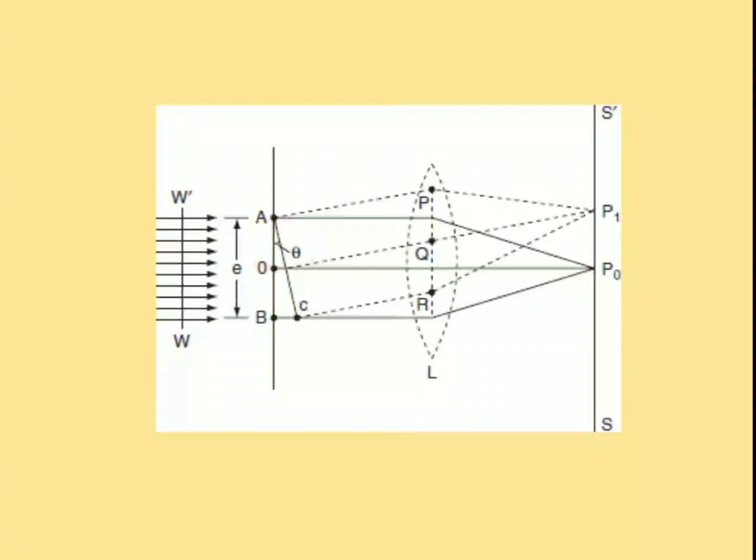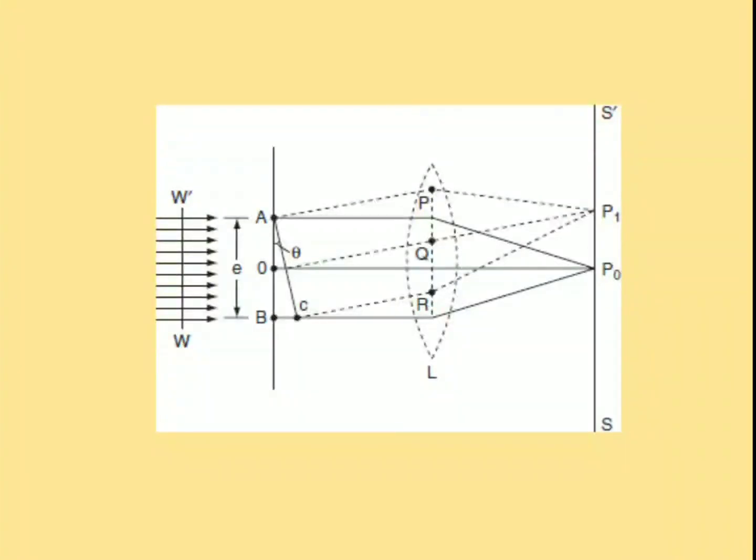Now OP0 indicates the direction brought to a point P1 on the screen, and the intensity at point P1 depends on the path difference between the wavelets emitting from A and B. That means we cannot define the position of P1, whether it is maximum intensity or minimum intensity. So let us find the intensity at the point P1.